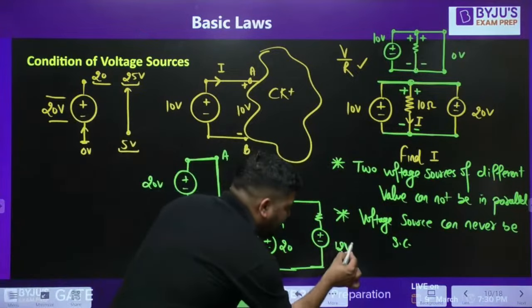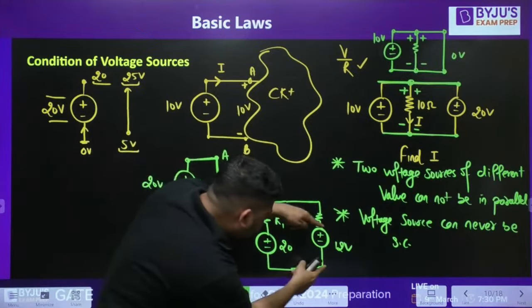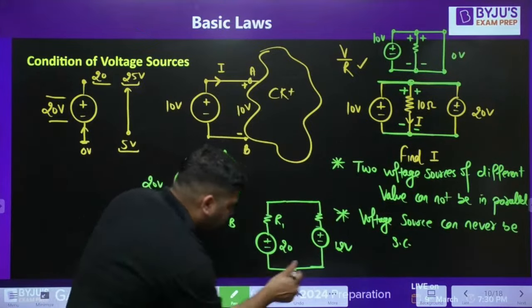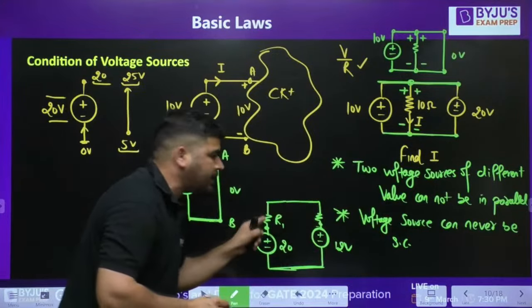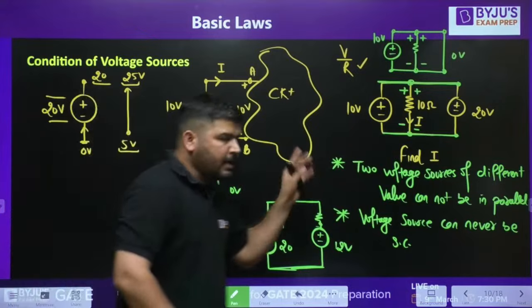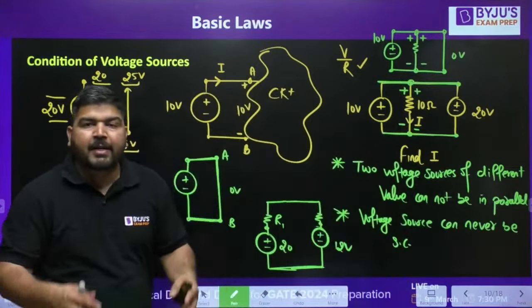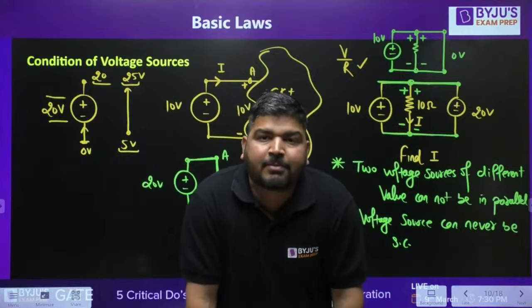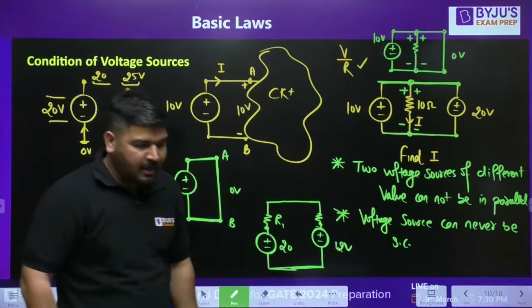Because if you are connecting them in parallel, then this 12 volt and this 20 volt are not in parallel. Remember, these two sources are not in parallel. Why not? Because their lower point is same, but the upper point is not same. There is some resistance in between. I hope it is clear. So you can connect two batteries of different value in parallel, because a battery doesn't mean an ideal source.